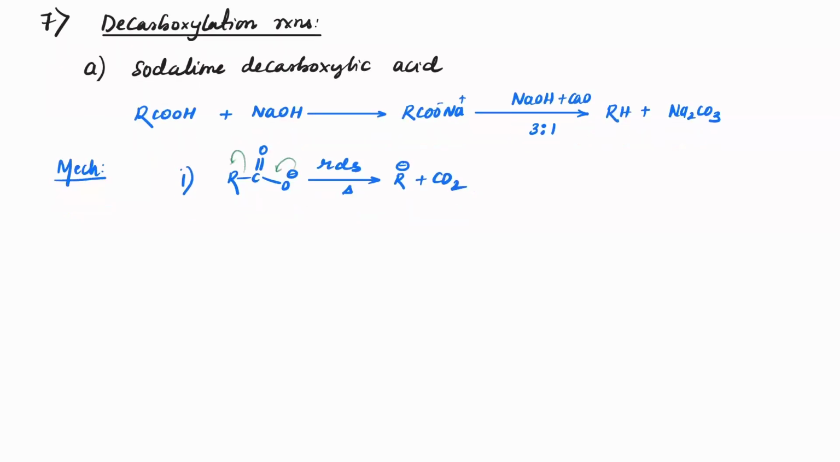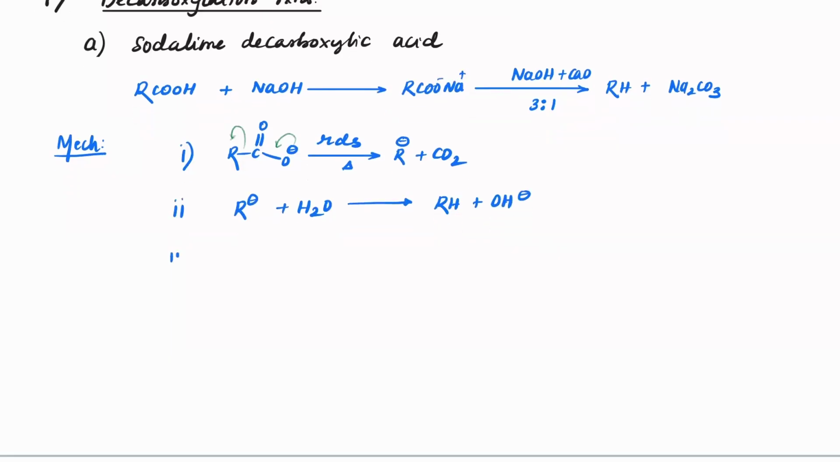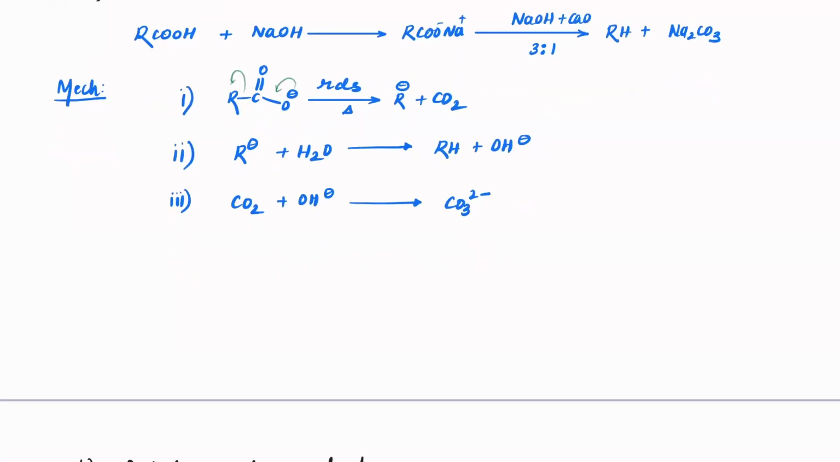Okay. So the R minus you get here will be hydrolyzed and converted into RH plus OH minus. And in fact, the carbon dioxide and OH minus in the solution is what converts into CO3 2 minus. So these are the reaction steps that will take place. So I can say that the rate of SLDC, rate of soda lime decarboxylation, is directly proportional to the stability of the anion.